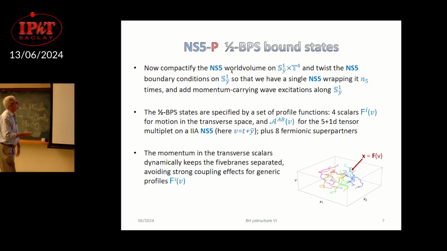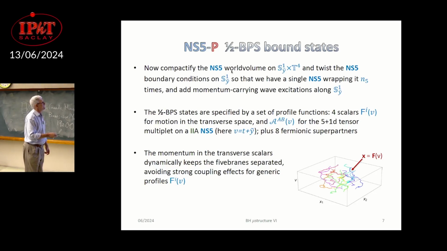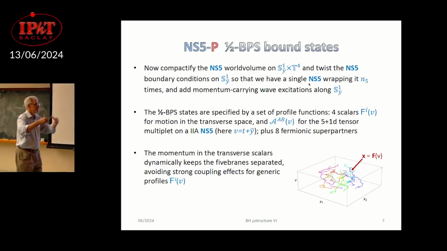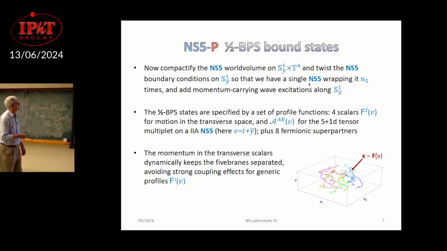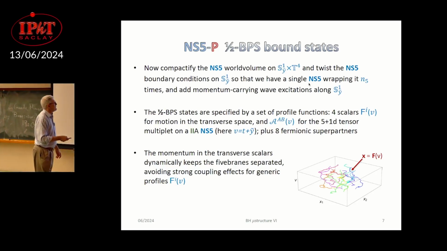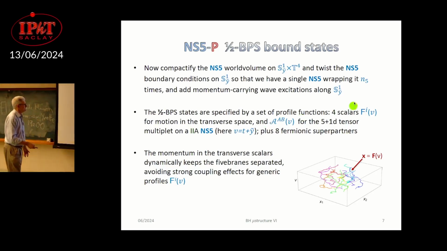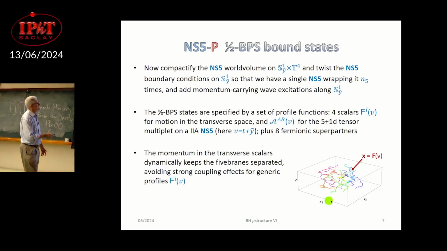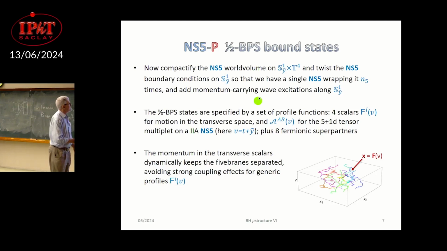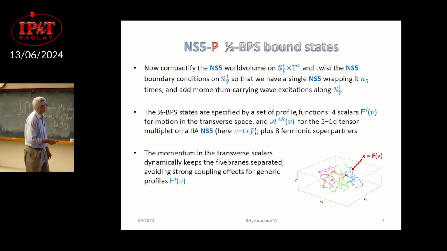So in order to keep them separated, I need to excite some momentum carrying waves. The waves have the effect of jostling the fibranes in their transverse space and keeping them spread apart. And so what do I have on the fibrane world volume? Well, there are basically 4 scalars that say where the fibrane is in its transverse space. And then there's a tensor multiplet, a tensor gauge field. If I'm in type 2A, there's a tensor multiplet that lives on the fibrane. And then there are their super partners.